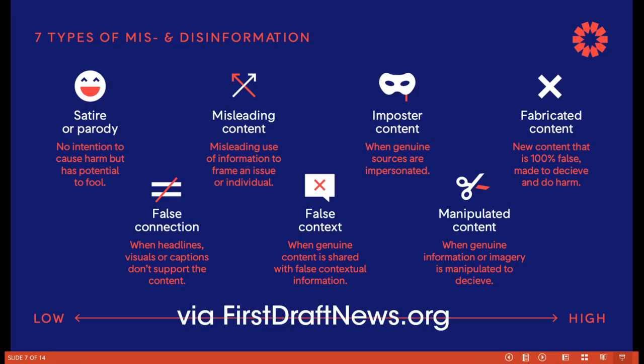This information is from firstdraftnews.org, which is a really, really great organization. They have a ton of information specifically focused on journalists, but really is applicable to anyone who's interested in fake news, understanding where this has come from, what types of forms it has. So I'd definitely recommend checking them out if you're interested in this topic. But they have this scale of the types of misinformation from low impact to high impact, or kind of the severity of degrees. So satire or parody, it's for fun.